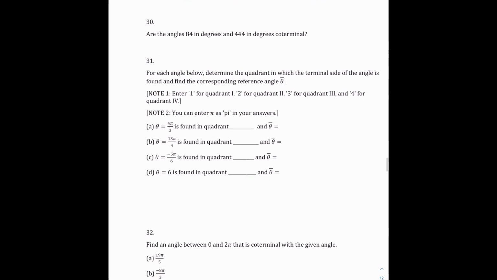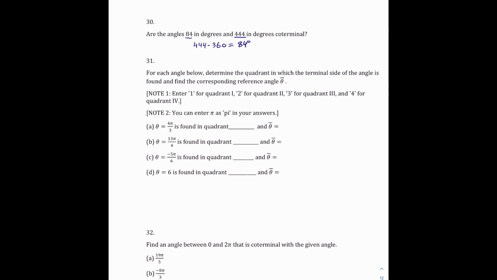Number 30, are the angles 84 degrees and 444 degrees coterminal? Again, we need to prove that 444, the terminal side is the same as 84 in the first quadrant. So we're going to say 444 minus 360, which is equal to 84 degrees. So yes, they are coterminal for sure.